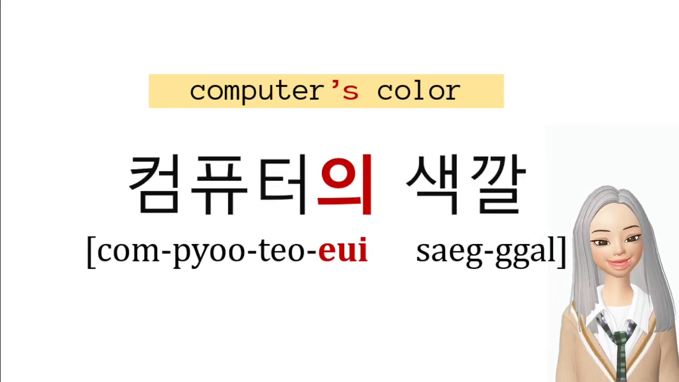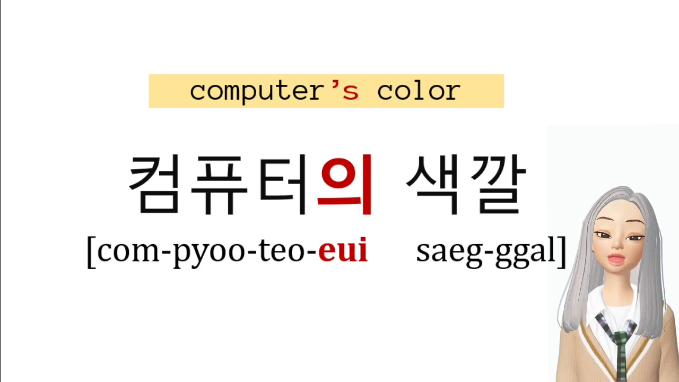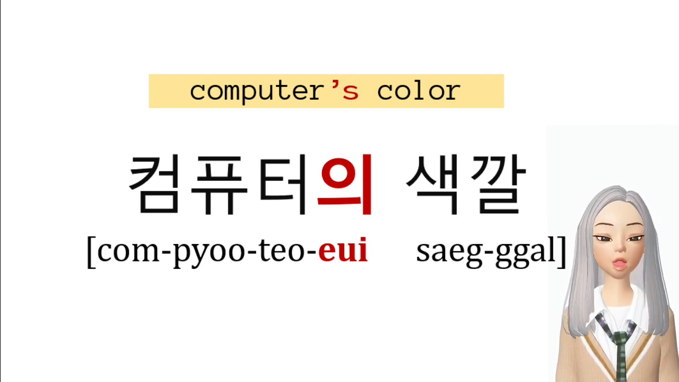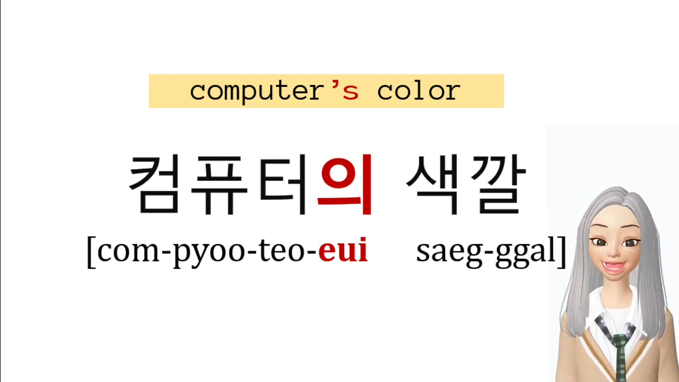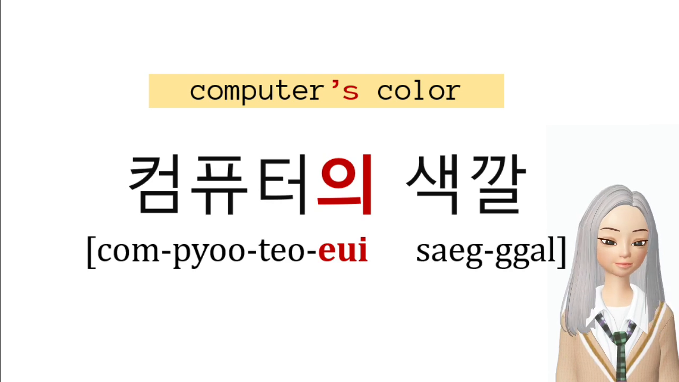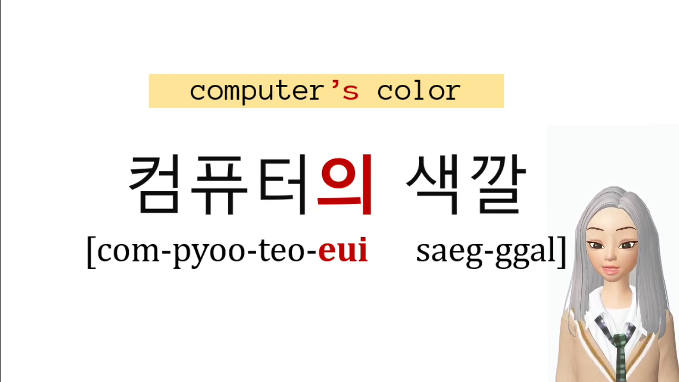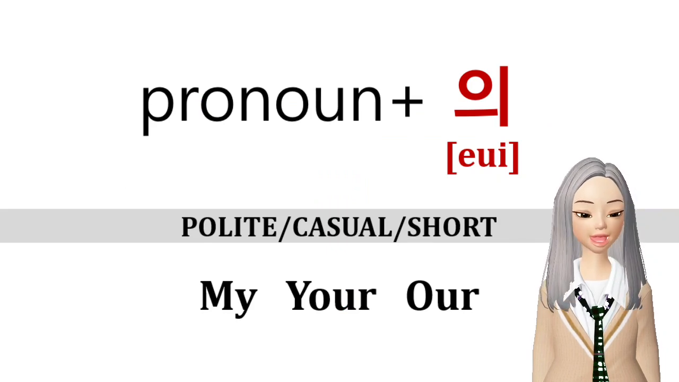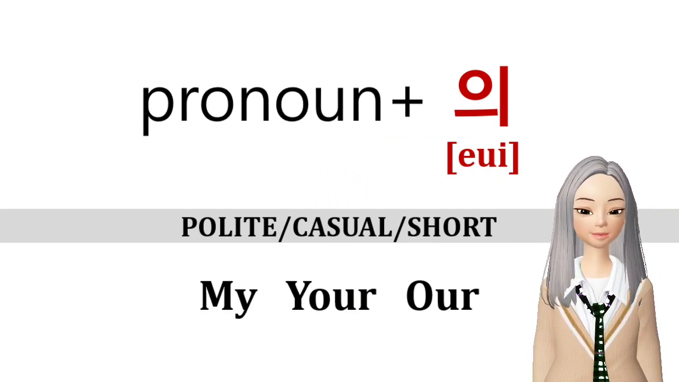Another example is the computer's color. In Korean, that would be 컴퓨터의 색깔. It's easy, right? You just add 의 behind the noun. Now let's see how that applies to pronouns like my, your, our.